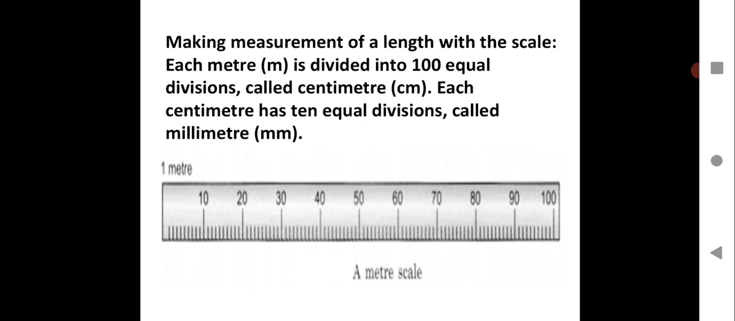So this is a 1 meter scale where it has been calibrated or divided into 100 equal divisions, which is called centimeter, and each centimeter has 10 equal divisions. I hope this is very clear with you all, children. Each centimeter has 10 equal divisions, and that is called millimeter. You can take your scale and you can check, children. I hope it's clear. Please take down all the points which are mentioned in your notebook, children. So let us go for next.